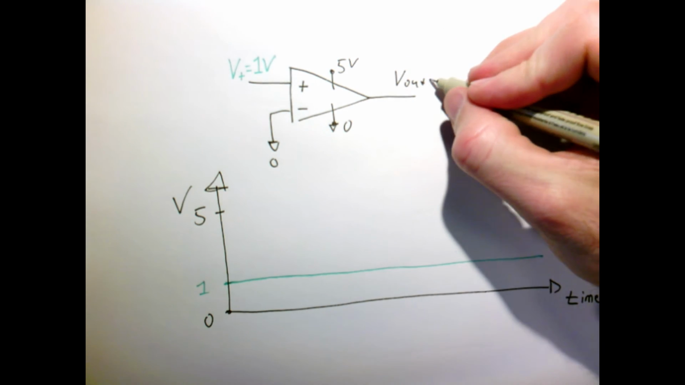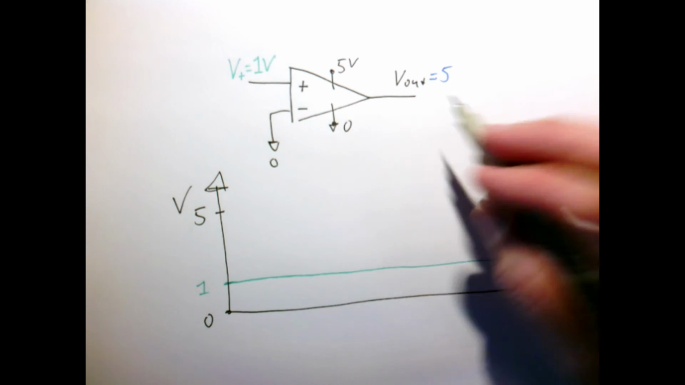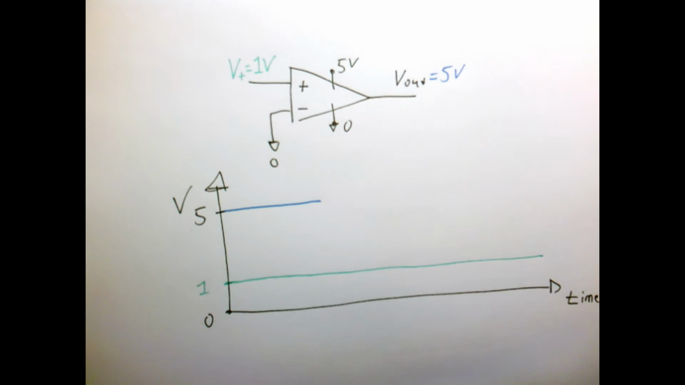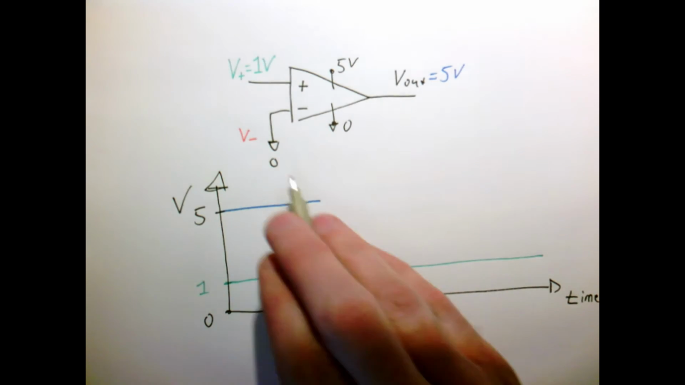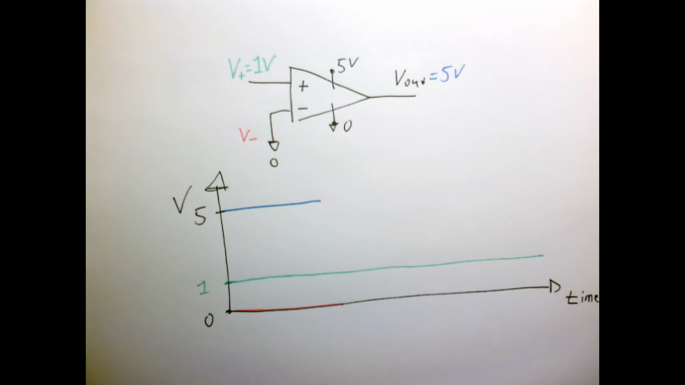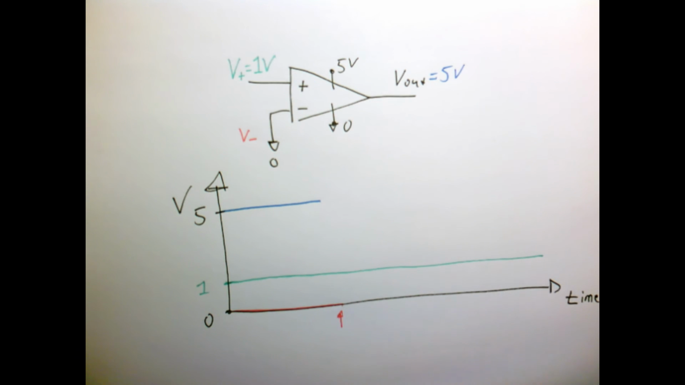Now, V out, when we're in this configuration, 1 is greater than 0, so V out will equal 5 volts. And so it's going along at 5 volts, and V minus is at 0, so it's going along at 0. So nice and boring. Except, right here, at this time, I'm going to do some magic.